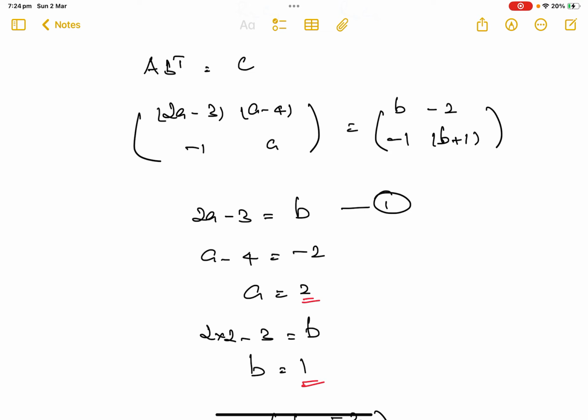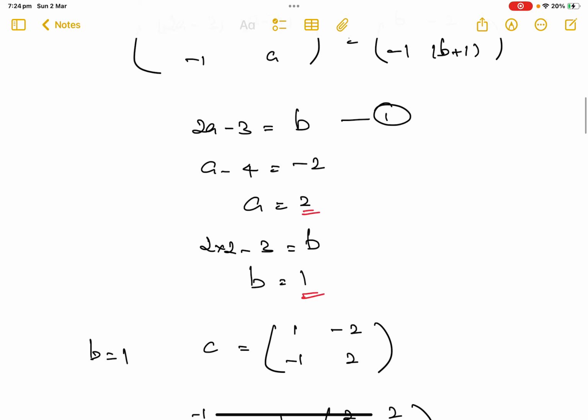Then R1C2 equals R1C2, that's minus 2. So a minus 4 equals minus 2. From that, a equals 4 minus 2, which is 2. So a is 2. That is one of the constants we needed to prove, a equals 2.